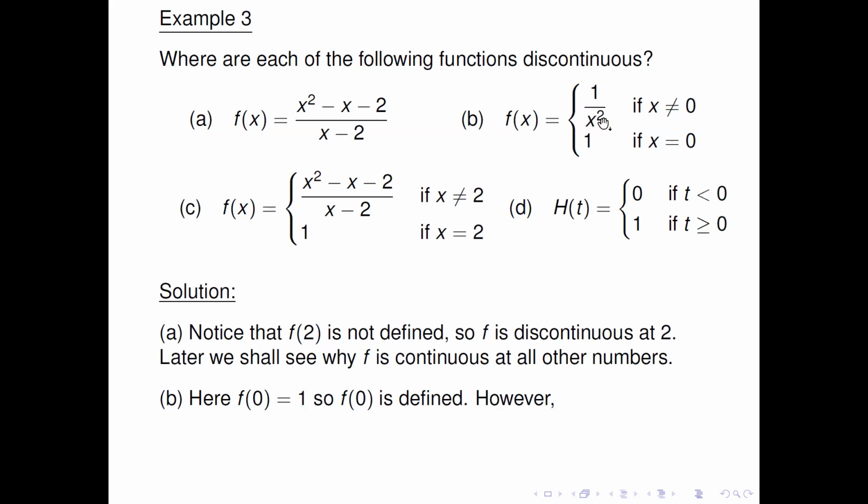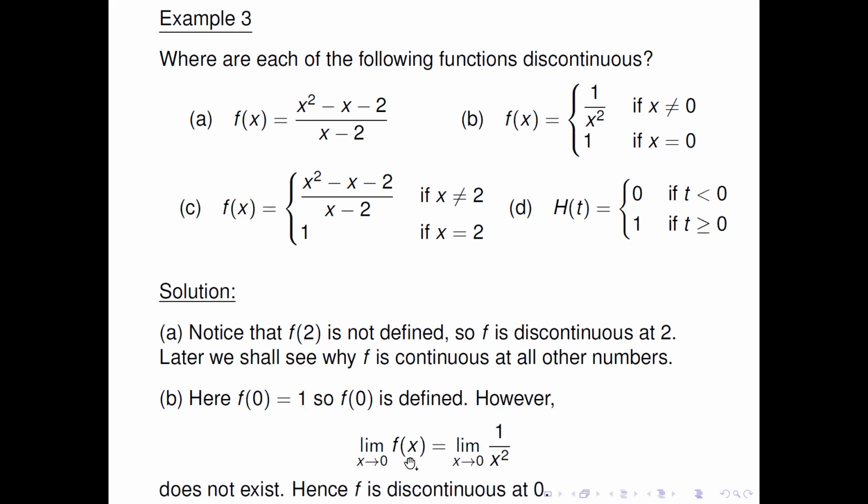So the function has the value 1 divided by x squared when x is not 0, and it's 1 when x is 0, right? So let's look at this. Obviously the second line here means the function is defined when x equals 0, but the limit as x approaches 0 of f of x, which is the limit as x approaches 0 of 1 over x squared, does not exist, right?